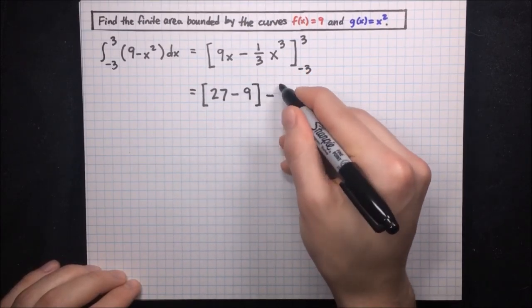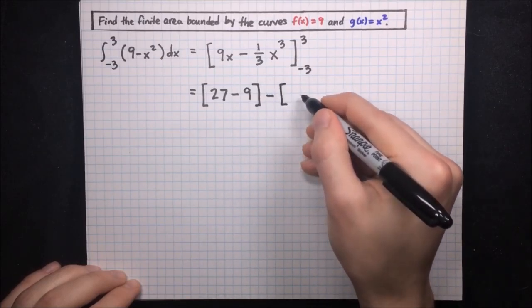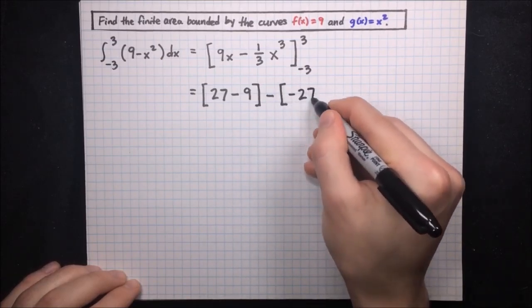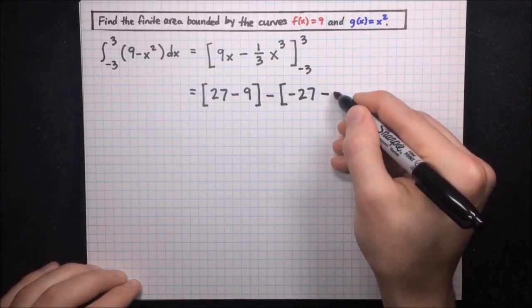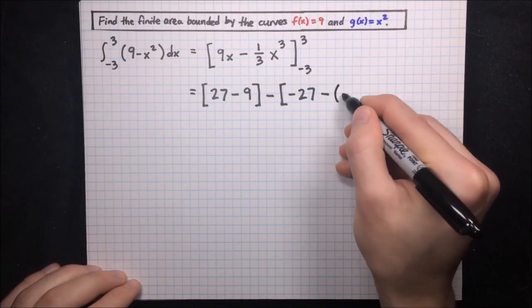Alright, and then we plug in the bottom bound as well. 9 times -3 is -27, then minus a third of negative 3 cubed, and negative 3 cubed is negative 27, and a third of that is negative 9.